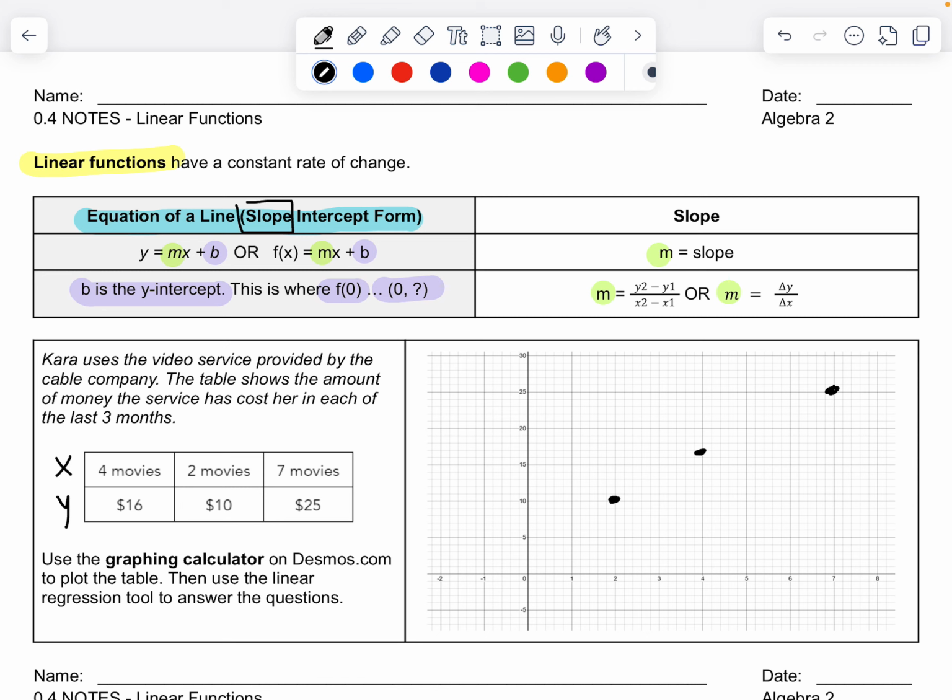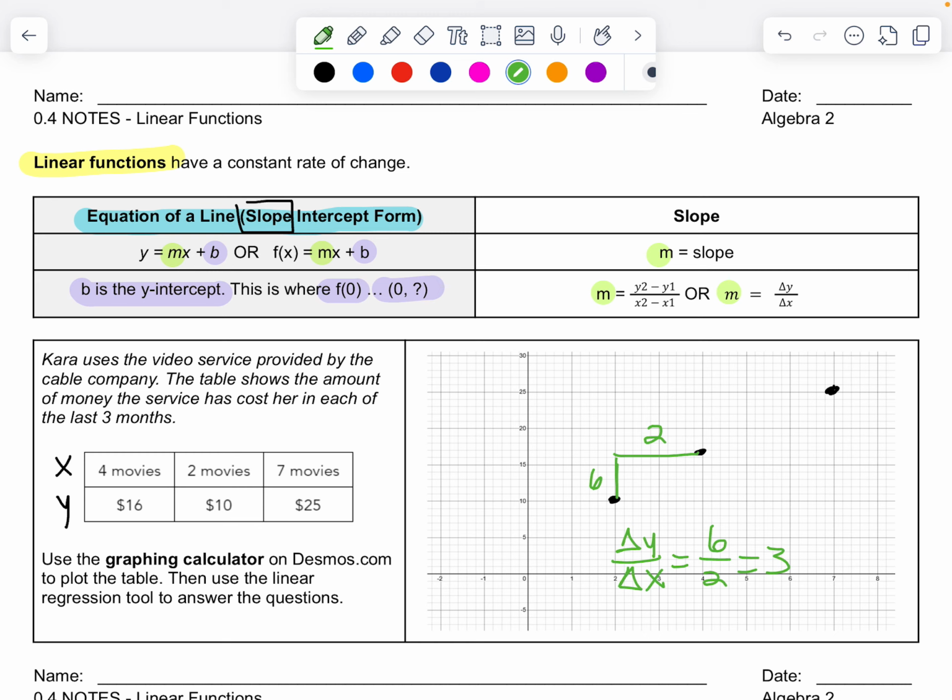the change in Y would mean I would go up, that ends up being 6 spots there. And then I would go over 2 right there. So that change in Y over change in X would be 6 over 2, which ends up being 3. And that's got to be consistent for us.